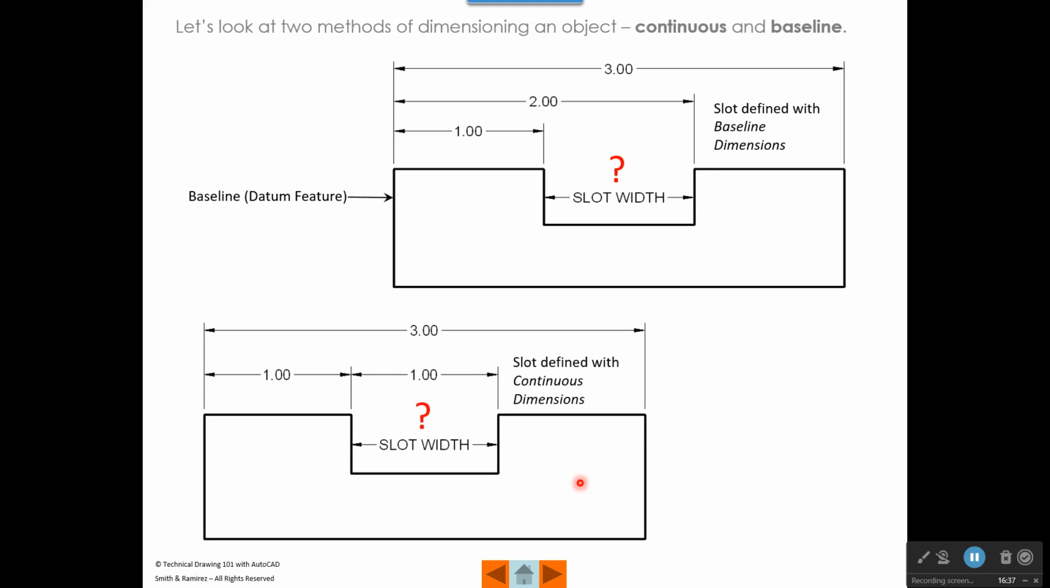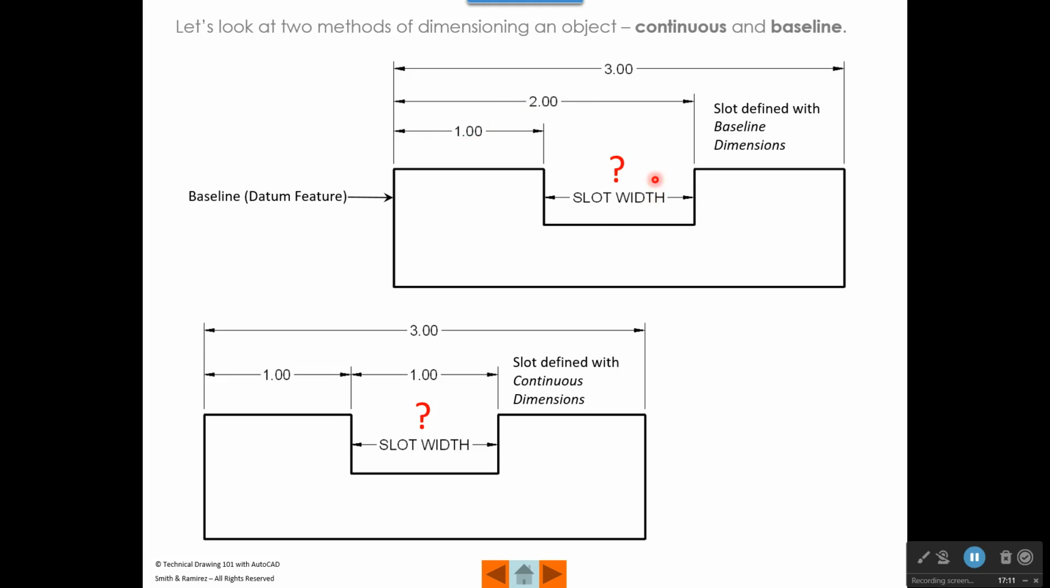Now let's look at this slot down here that's dimensioned a little bit different than the slot up here. Down here we use continuous dimensions to define the edges of the slot. So a continuous dimension, we go from our baseline or our datum feature, we go over 1 inch, and then we pick up right where that ended and we put another 1 inch dimension in there. Up here we describe the left side of our slot with this dimension and the right side with this dimension.